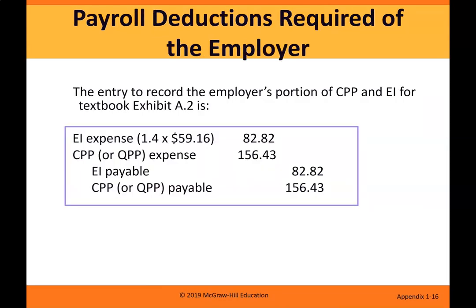Payroll deductions required of the employer. The entry to record the employer's portion of CPP and EI for textbook Exhibit A1.2 is: EI expense, 1.4 times 59.16 equals $82.82 debit, CPP or QPP expense $156.43 debit, EI payable $82.82 credit, CPP or QPP payable $156.43 credit.